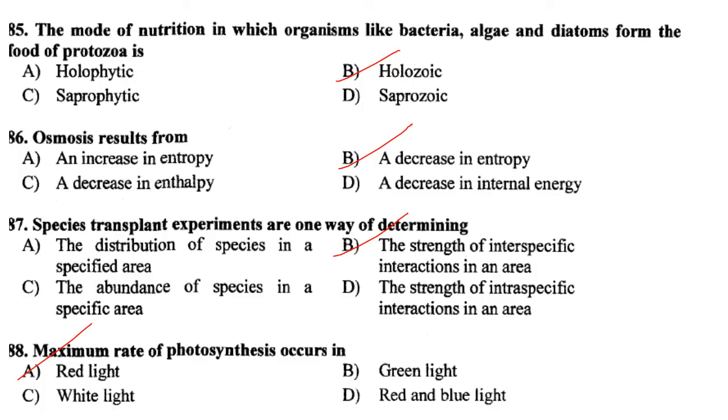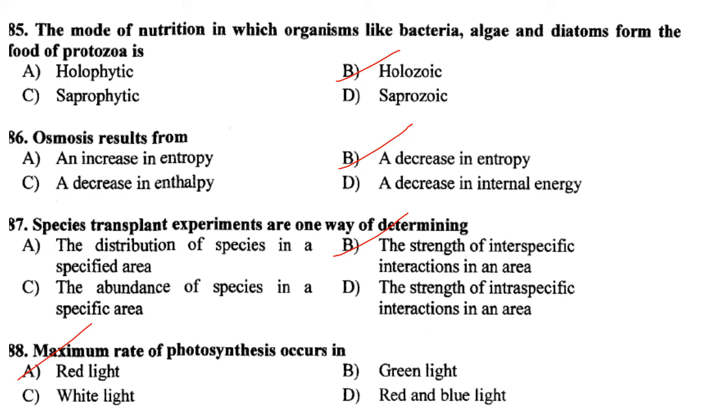Then next one. The mode of nutrition in which organisms like bacteria, algae and diatoms form the food of protozoa is called holozoic nutrition. Then, osmosis results from decrease in entropy. Answer is option B.